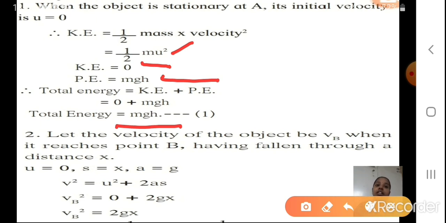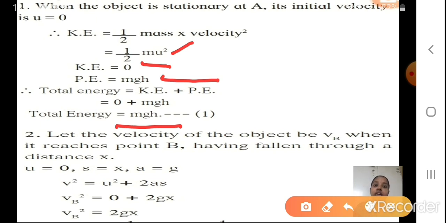Now see here. Let the velocity of the object be vb. It has now increased from 0 to vb because it is going to come from A to point B. When it reaches the point B, it has fallen through a distance x. In the diagram, the distance from A to B is x.